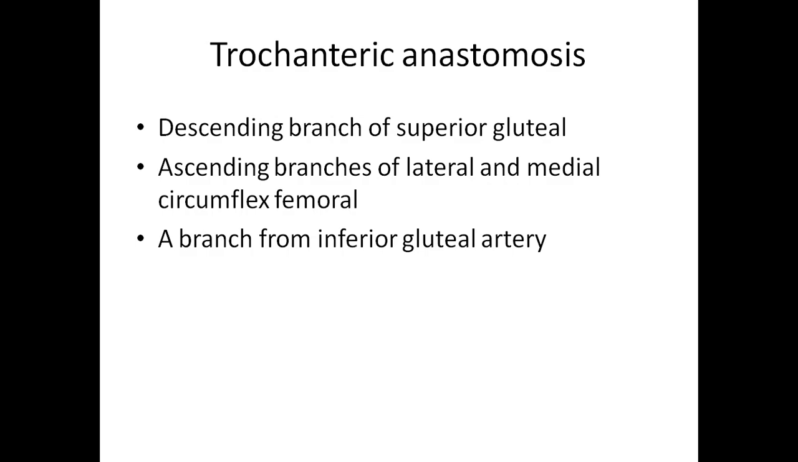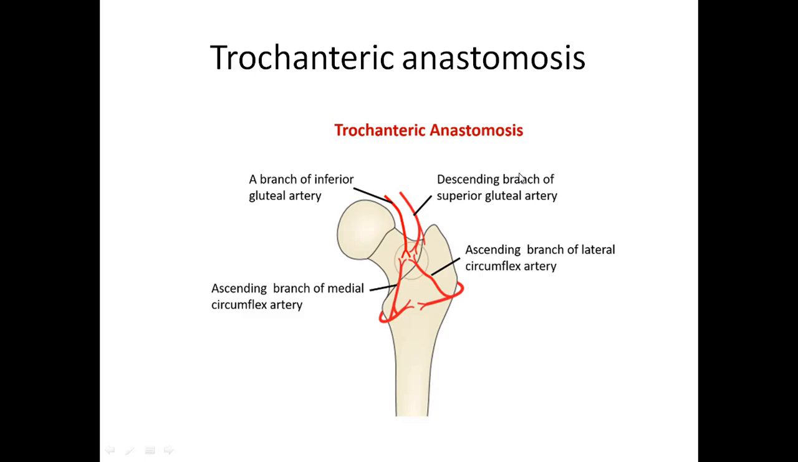Next one is trochanteric anastomosis. This is mainly formed again by the medial and lateral circumflex femoral arteries, but in this scenario it's the ascending branch of these two and the descending branch of superior gluteal, because it's at a higher level. Also the inferior gluteal gives a minor contribution. It takes place at the level of the trochanteric fossa, the greater trochanteric area, so it's the ascending branches of medial and lateral circumflex femoral.